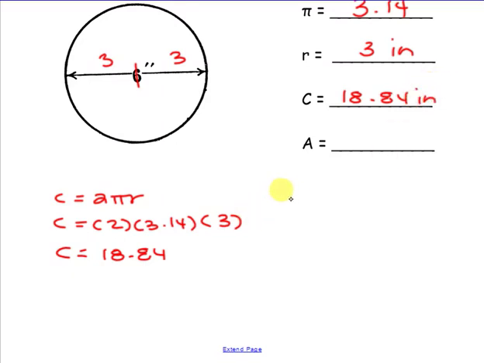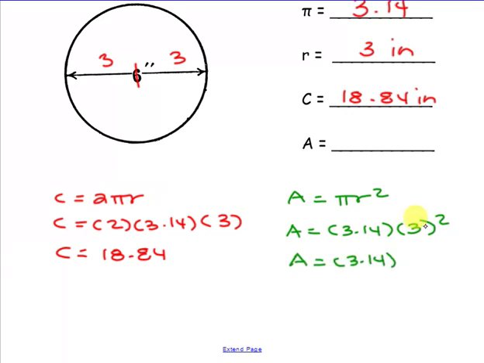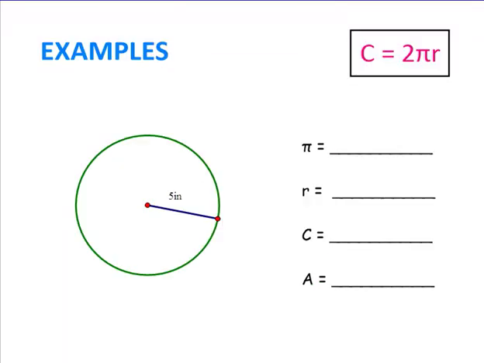Okay? Then we have area equals pi r squared. Area equals 3.14 times 3 squared. So area equals 3.14. 3 squared is 9. And so our final answer for area is going to be 28.26, and that is going to be inches squared. All right, next example.